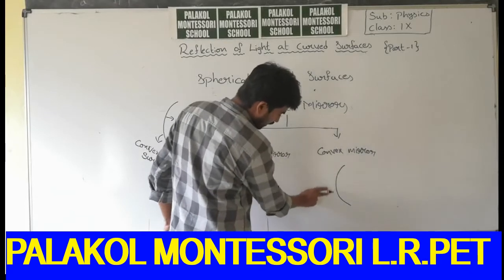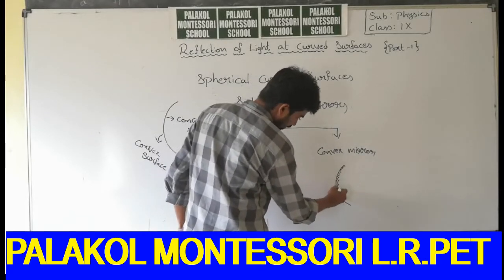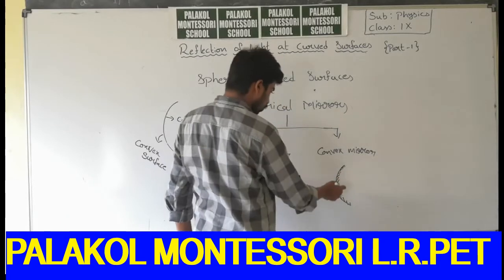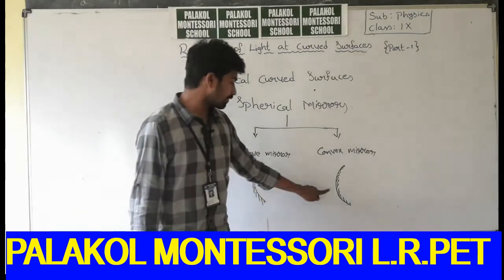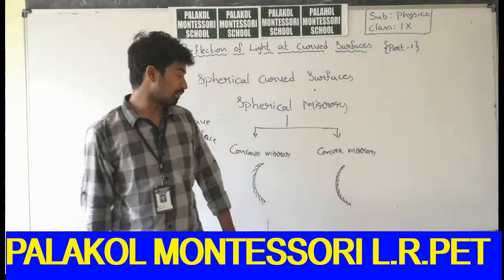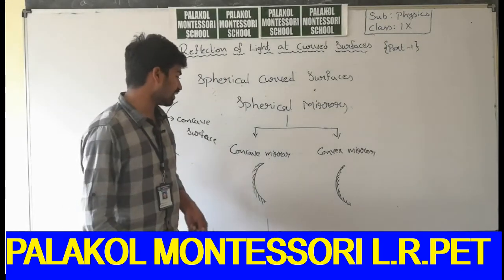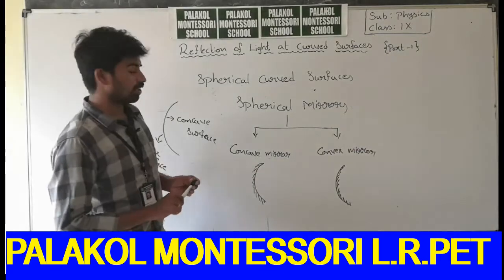So, this is the reflecting surface, this is the concave surface. This is the painted surface. On the mirror only one surface is the reflecting surface. If the reflecting surface is present on a convex surface, then the mirror is a convex mirror. If the reflecting surface is present on a concave surface, then it is a concave mirror.